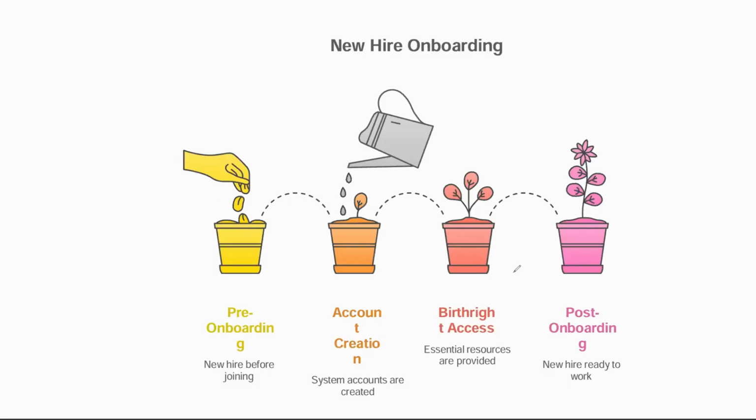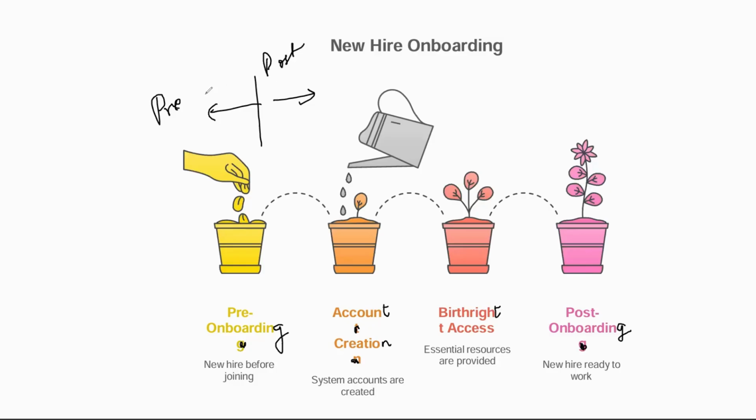So here is a small explanation. I'm trying to compare this with how you sow a seed and then you get a plant, right? So here, this is pre-onboarding, birthright access, and post-onboarding. Pre-onboarding is the new hire before joining. Now there are two phases. One is pre, because there are some pre-onboarding activities, and there is post-onboarding.